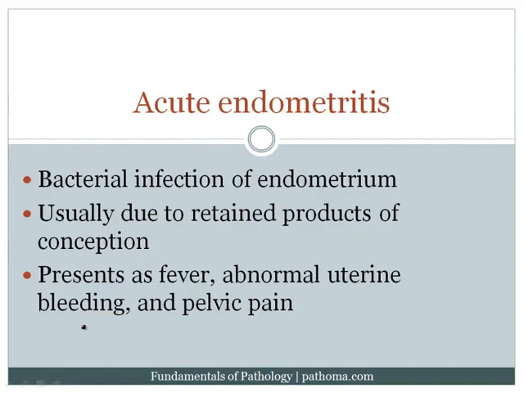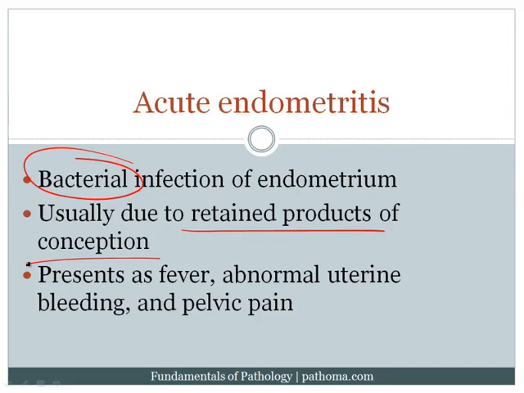Acute endometritis refers to infection of the endometrium. It's usually bacterial. One of the common causes is retained products of conception. So we deliver the baby, then we deliver the placenta, and let's say a piece of the placenta remains behind. That could become a nidus for a bacterial infection, which would then result in acute endometritis.